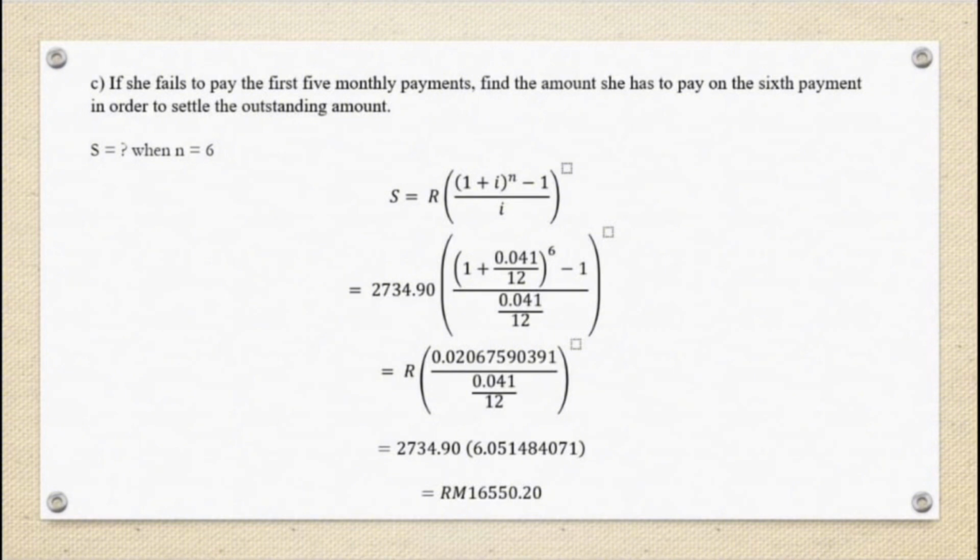2734.90 times with 0.020675903991 over 0.041 over 12. So now we just times 2734.90 times with 6.0514847071. So the final answer will be 16,550 ringgit 20 cents. And that is the amount that Elena has to pay on the 6th payment in order to settle the outstanding amount.